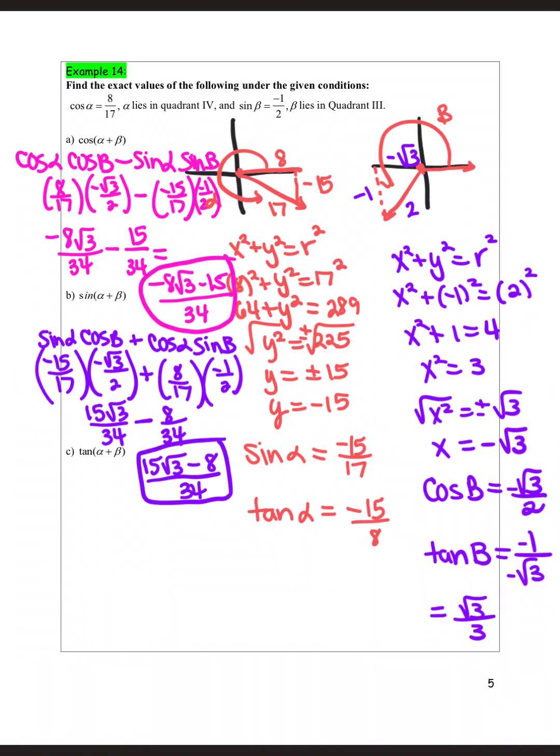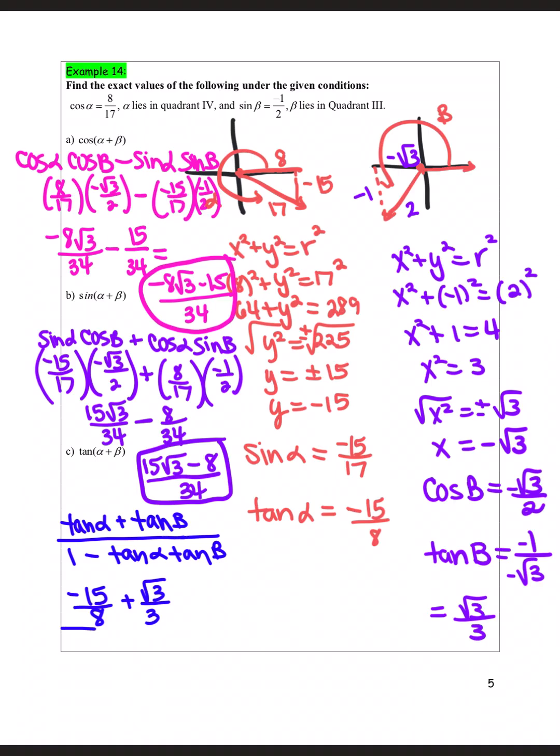And the last one, tan of alpha plus beta will be tan of alpha plus tan of beta divided by 1 minus tan of alpha tan of beta. So tan of alpha is negative 15 divided by 8 plus tan of beta is square root of 3 over 3, divided by 1 minus tan of alpha, which is negative 15 over 8, times tan of beta, which is square root of 3 over 3.